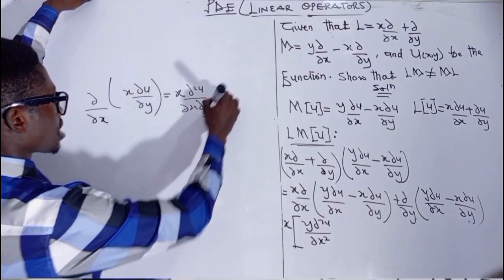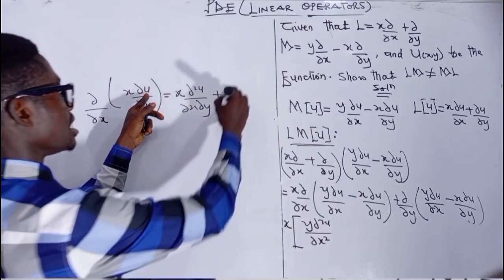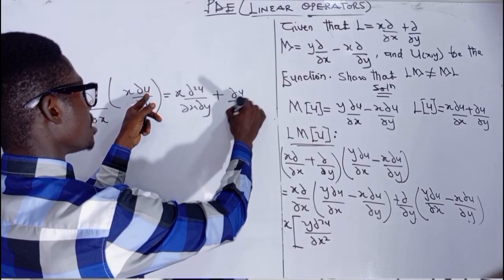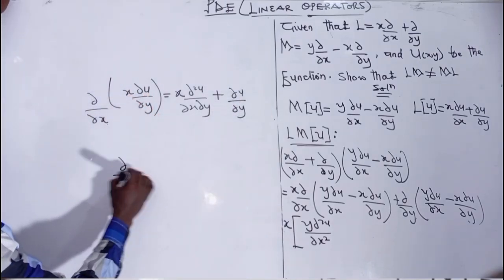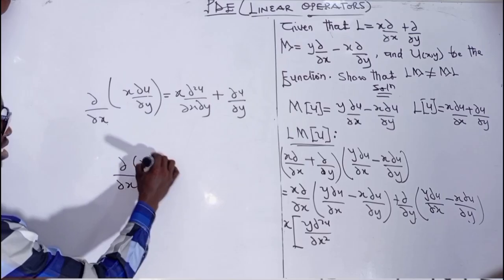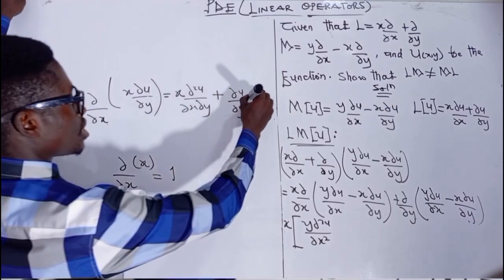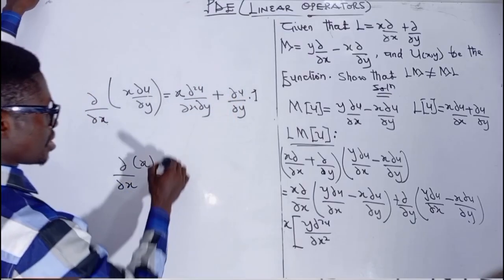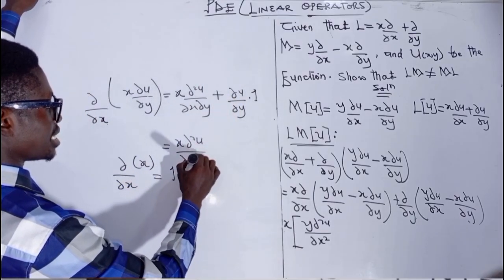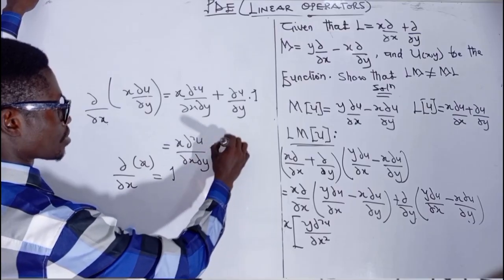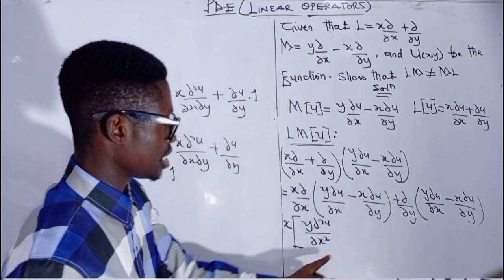Then we have plus. So with the first one, we kept x. So with the second, we are going to keep ∂u/∂y. Then we differentiate x with respect to x. So we have ∂/∂x, we are differentiating x with respect to x. And that's going to give us 1. So we have multiplied by 1. So at the end, we are going to get x ∂²u/∂x∂y, plus what? ∂u/∂y. So this is giving us that.